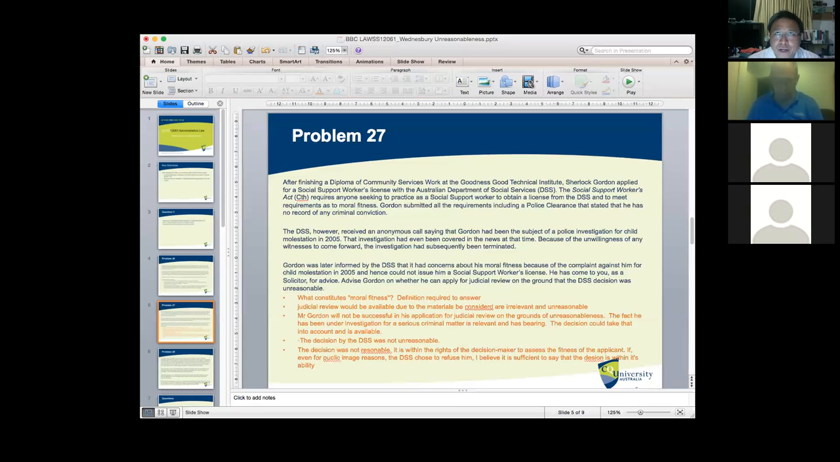so can it be said that the decision maker would meet the standard of having committed Wednesbury unreasonableness by giving probative weight to an anonymous call, and on that basis making the decision not to grant the license to Mr. Gordon? That's exactly the point. Can the executive on this anonymous call make a final decision? The evidence on our hand at the moment is not actually probative evidence. That's what I'm trying to say. So Janet, that would be Wednesbury unreasonable. How about the others? Yes.